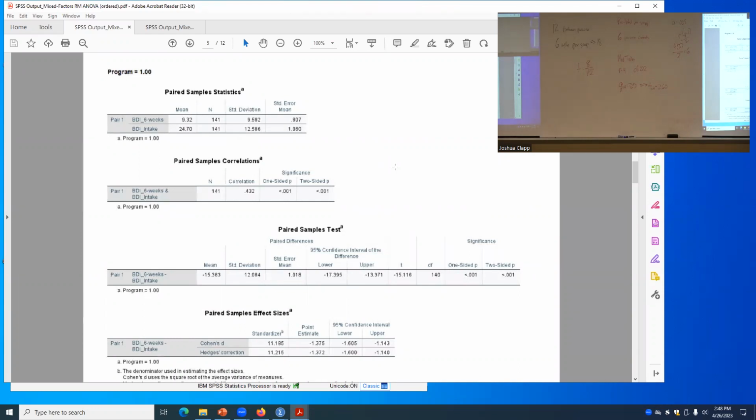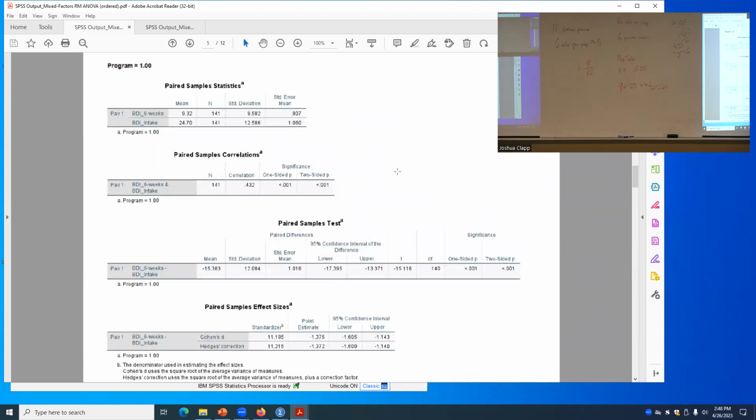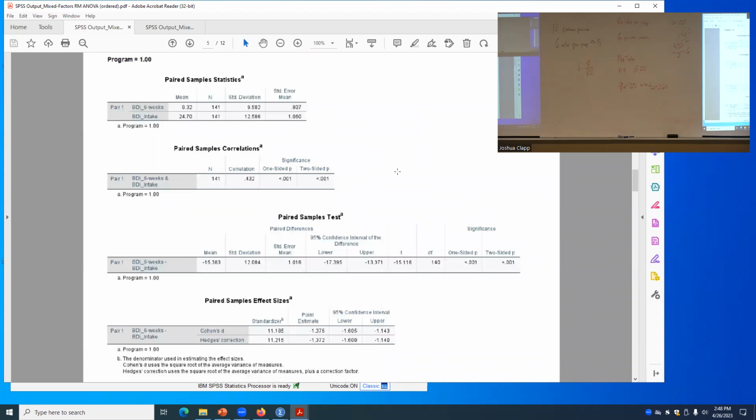What I'm going to get is the output for program 1. I don't care about the p-value, because I already know it's going to be wicked small, so I'm not even focused on that. What I want to take a look at is my confidence bounds and my mean difference. Here I've got evidence for program 1: an average of about 15.4 unit reduction on the BDI, with upper and lower bounds here. Then I request an effect size estimate.